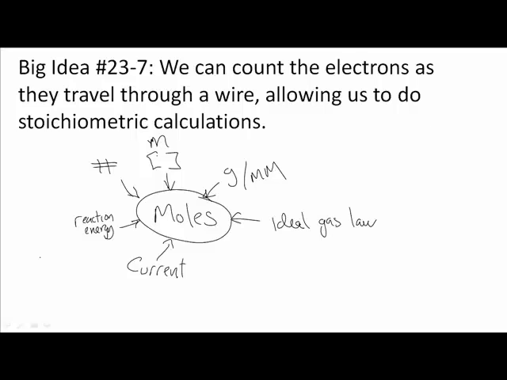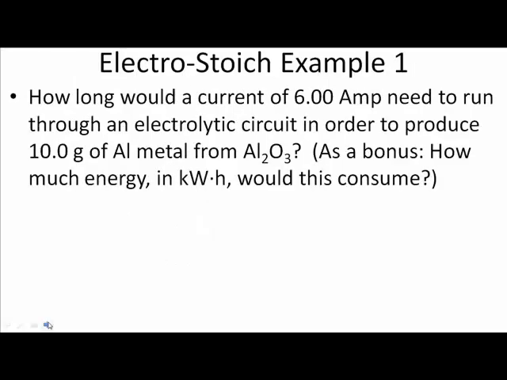Okay, so stoichiometry, we're going to moles. We now have 6 ways in which we can go to moles. So let's figure out how we can use currents to go to moles. How long would a current of 6 amps need to run through an electrolytic circuit in order to produce 10 grams of aluminum metal from Al2O3? And as a bonus, how much energy in kilowatt hours would this consume?